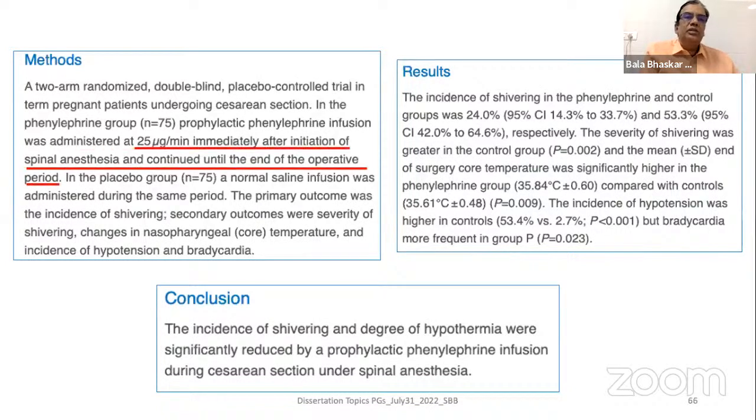What they have done, they gave 25 microgram per minute of phenylephrine infusion, started immediately after initiation of spinal anesthesia and continued throughout the intraoperative period. In the other group, they did not give phenylephrine, it was just saline. So what they tried to find out was the incidence of shivering in the two groups. They found that the incidence of shivering in the patients given phenylephrine was around 24%, and it was more than double in the patients not given phenylephrine. And of course, they compared the risk of hypertension and bradycardia, everything. Obviously, in the patients given phenylephrine, the incidence of hypotension was also less.